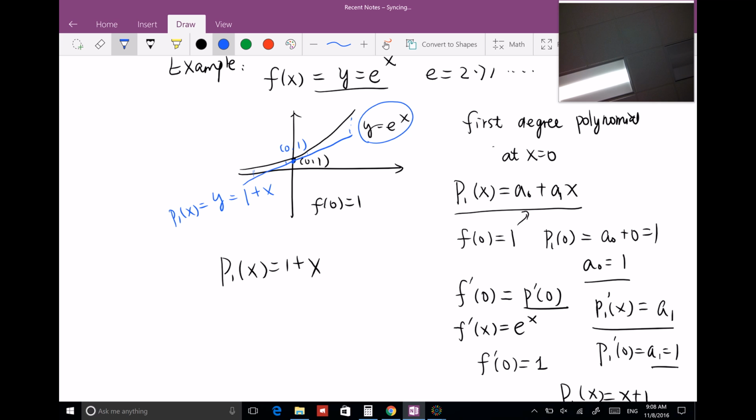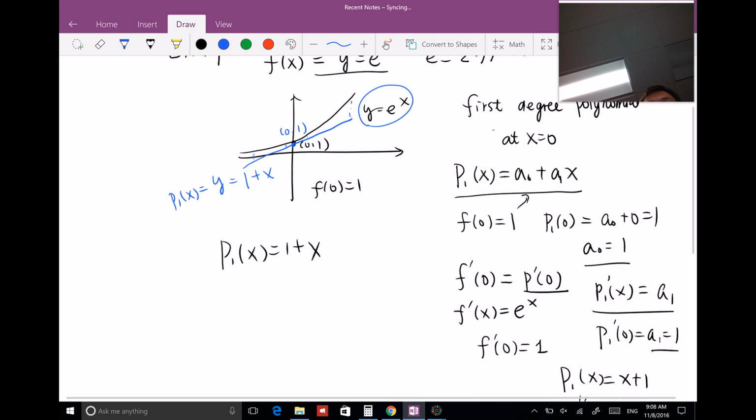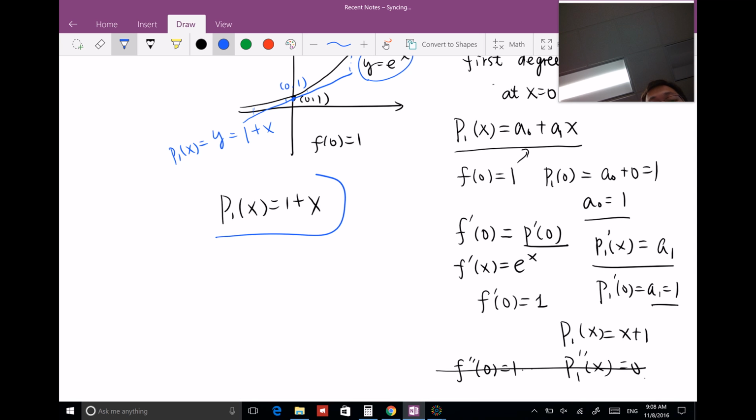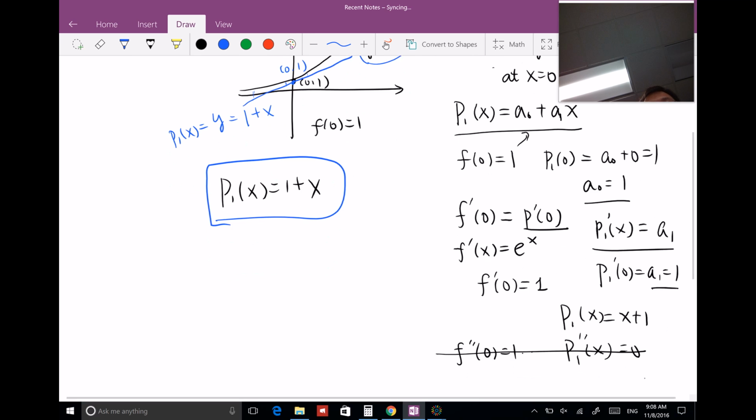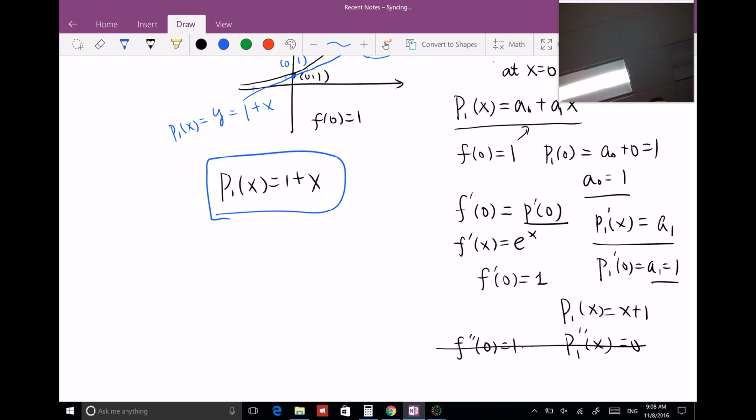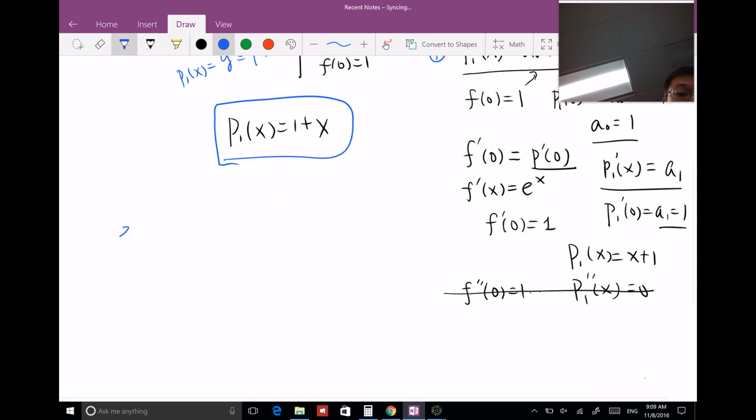Okay. What if I do a little bit more? What if I continue? This is the first degree approximation, right? It's like this. What if I continue a little bit more? Let's use the second degree and see what happened. Okay. Now, what if I use the second degree?